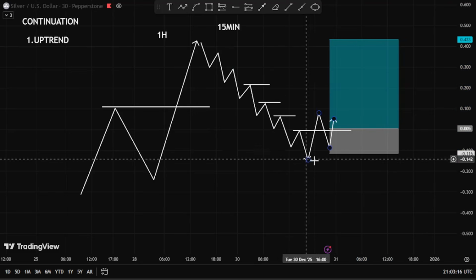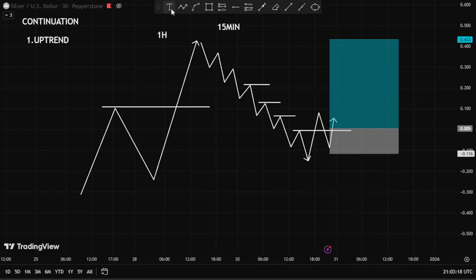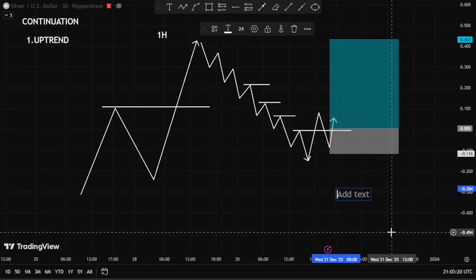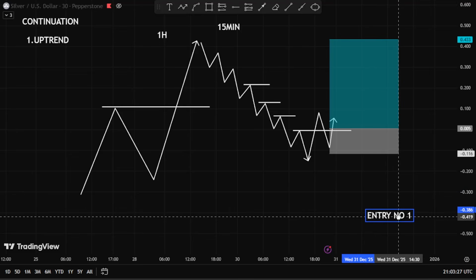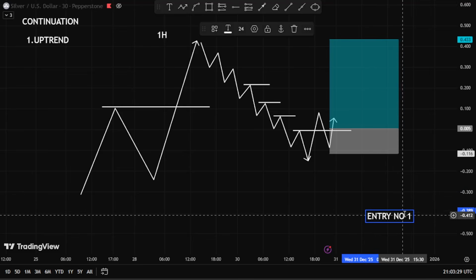So this is the first ICC entry type that we are looking at here. So let me put it here, entry number 1. You can take a picture if you want to take a picture. Feel free to take a picture if you want to.